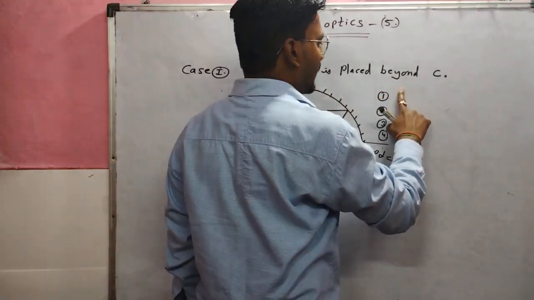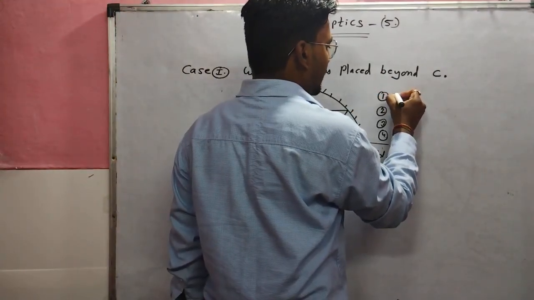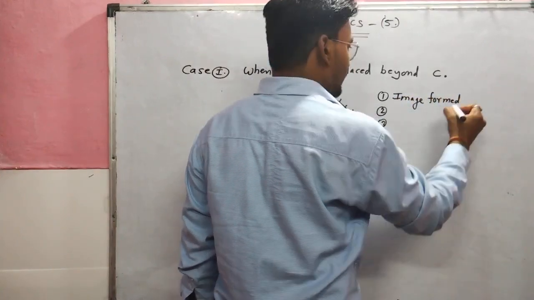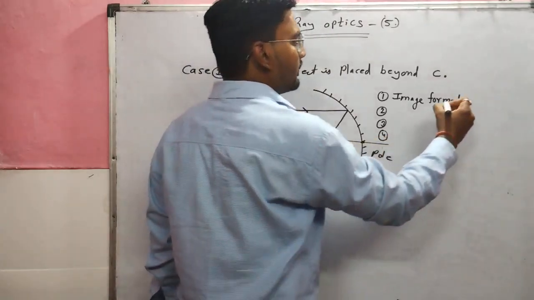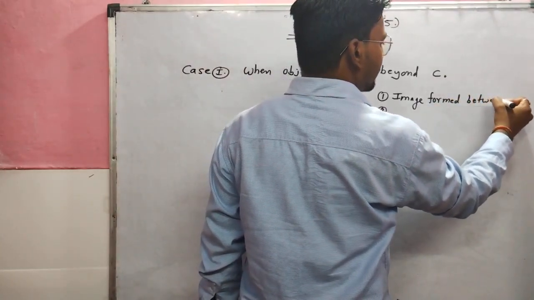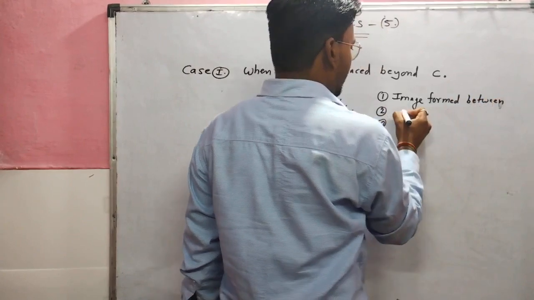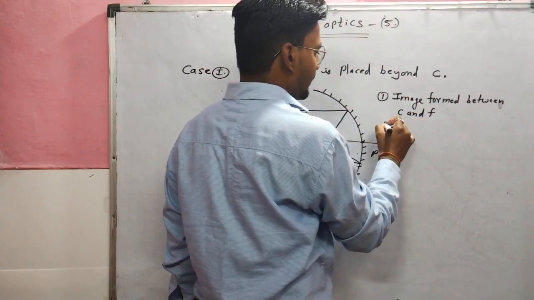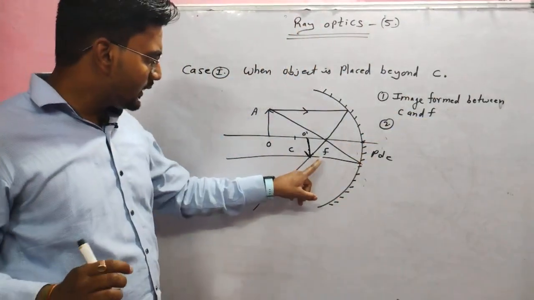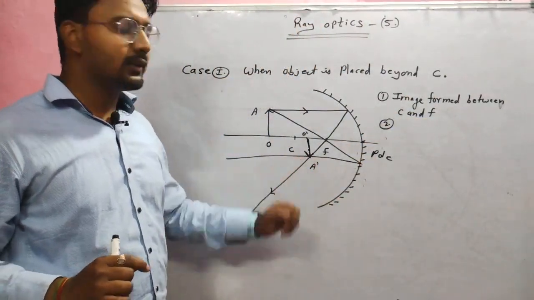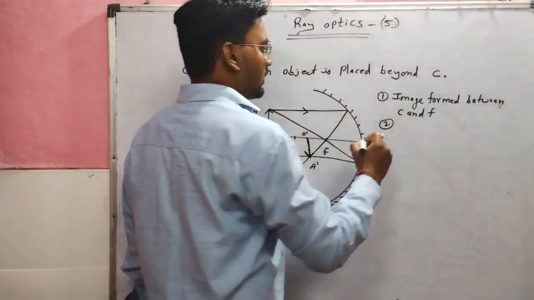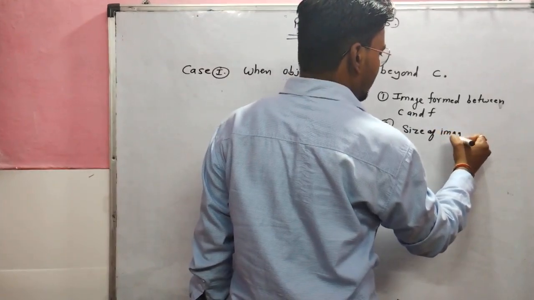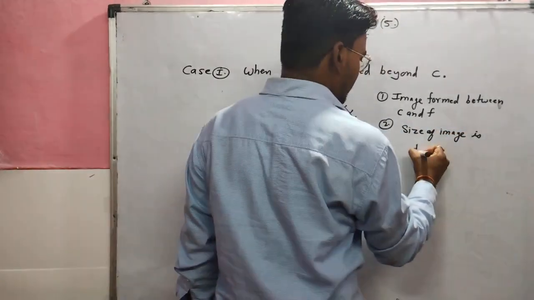So first of all we write: image formed between C and F. Here we see that the image formed is in between C and F. And size of image is diminished.